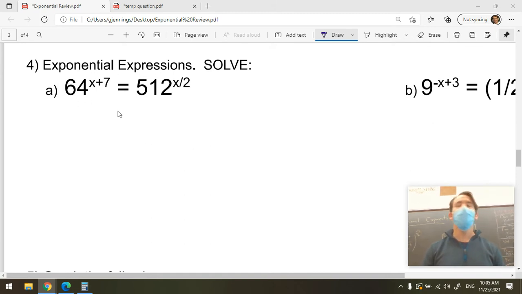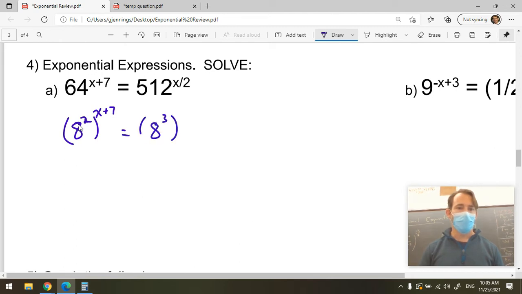Right? So you could use 2. Many people use 2 as the base. That's fine. 8 is a little more efficient, but the algebra is not any harder if you use 2 or if you use 8. Let's use 8 together. So this is 8 to the power 2 raised to the power x plus 7. That's a 2, Mr. Jennings. And this is equal to 8 to the power 3 raised to the power x over 2. Now I multiply these, so 2 times x plus 7 is 2x plus 14 is equal to 3x over 2.